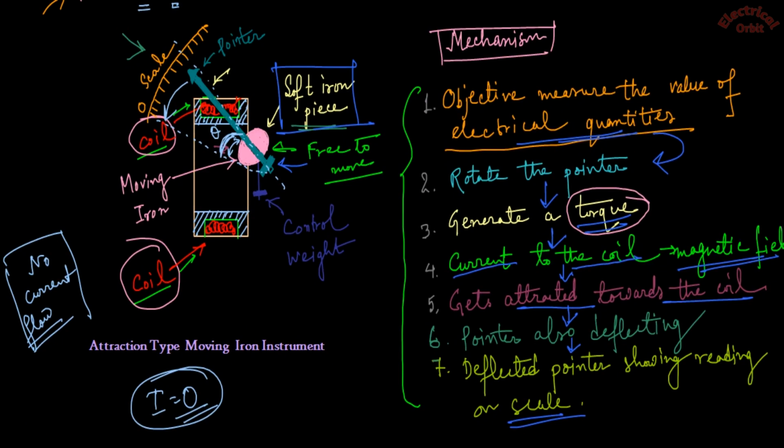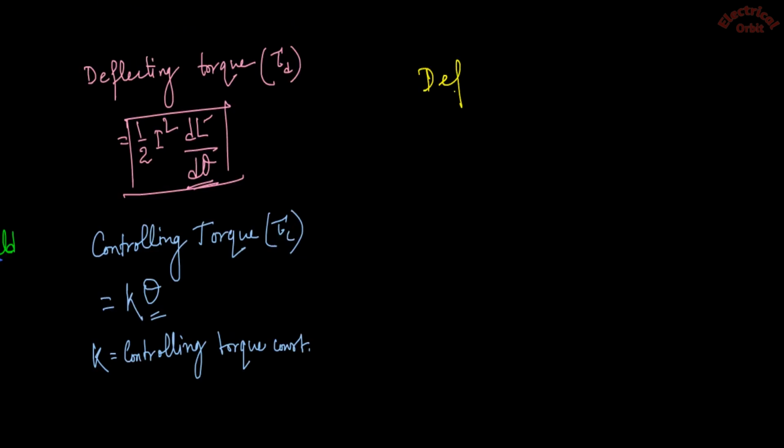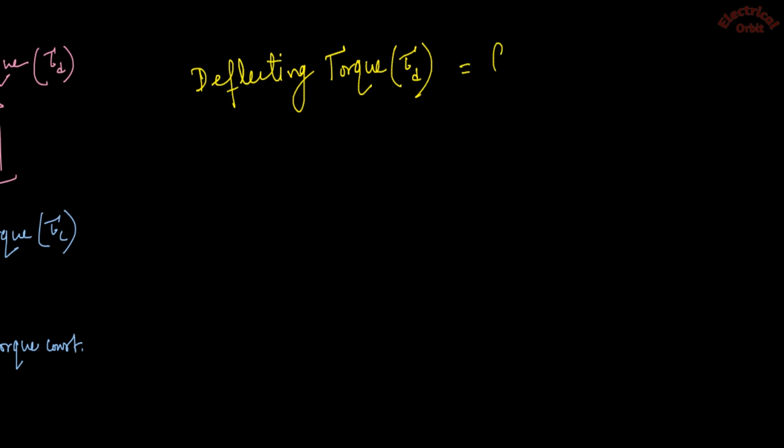because, as I have said, the angle which is deflected due to the deflecting torque has to be covered up to bring the pointer back to its initial zero position. So from here we are seeing that the amount of deflection is equal to the amount of control. That means deflecting torque is equal to controlling torque.